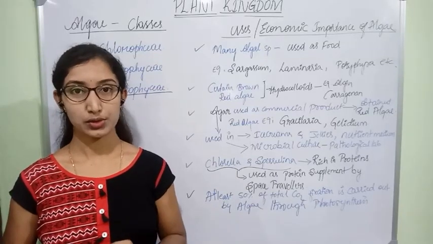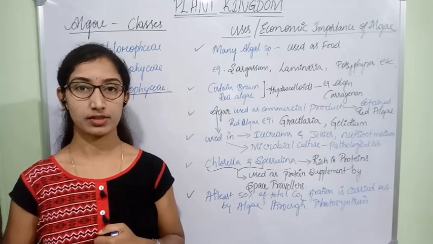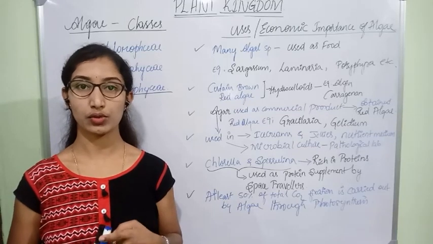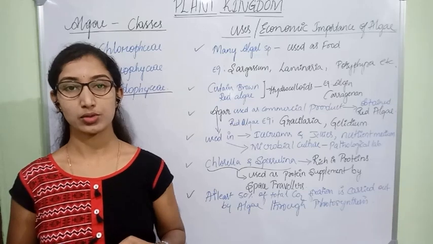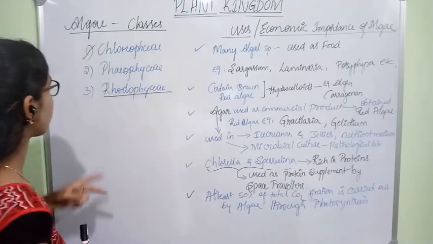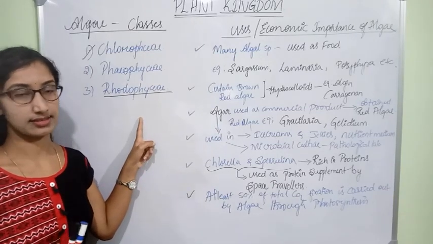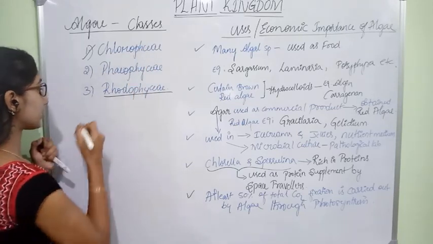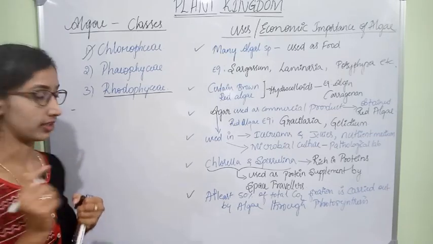In this part, we are going to discuss another class of algae. In the previous classes, we studied Chlorophyceae and Phaeophyceae. In this class, we are going to discuss Rhodophyceae. This is also a class of algae, and the Rhodophyceae members are commonly called red algae.